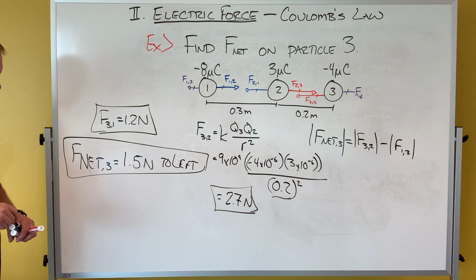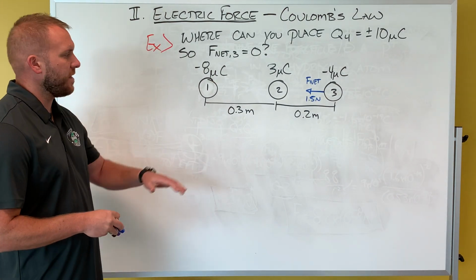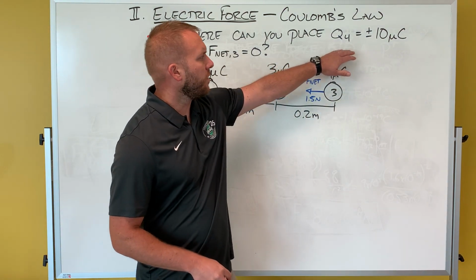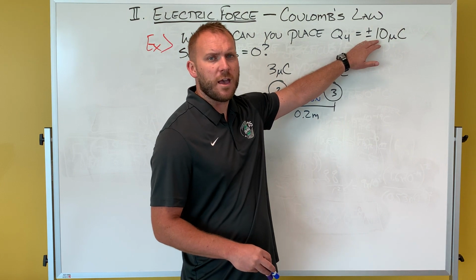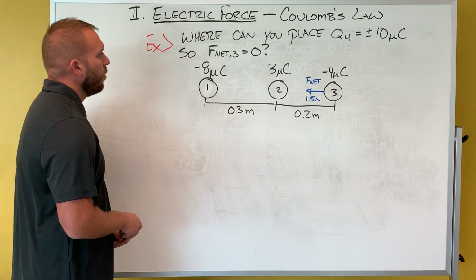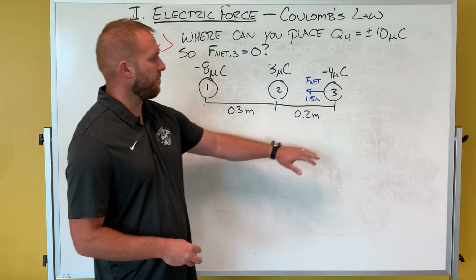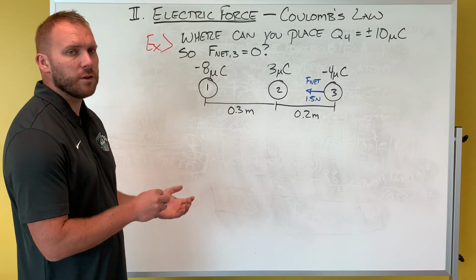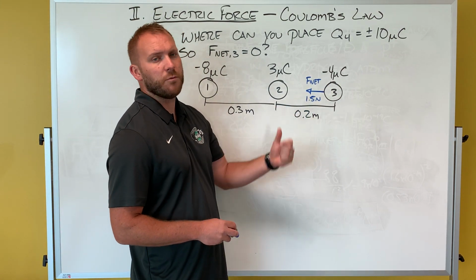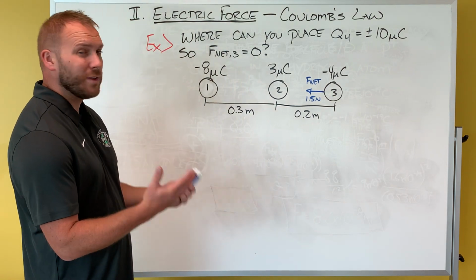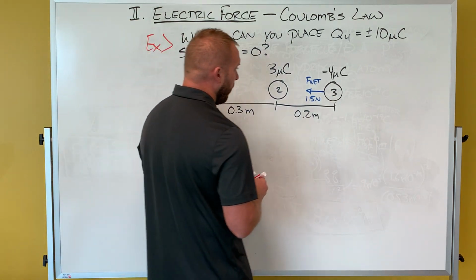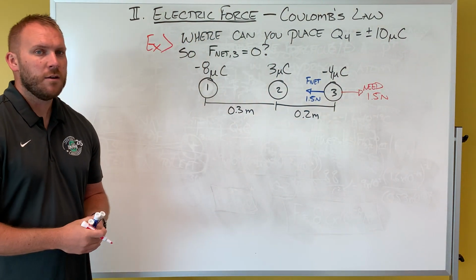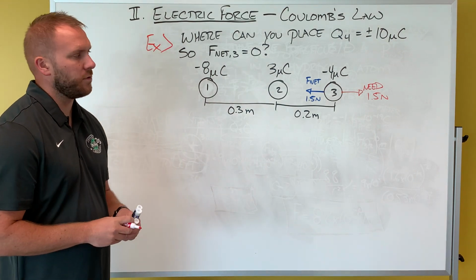Okay. So our last example is going to look at, if we take that same scenario, what if we added a fourth charge? We're going to add Q4, and that charge can either be positive or negative 10 microcoulombs, whichever one we really need. Where could we place that so that the actual net force on 3 is 0? What we had currently was a net force acting to the left of 1.5 newtons, and so what we need is a force of 1.5 newtons acting to the right, because if we have that, then we have a net force of 0 because all my forces are going to balance out.